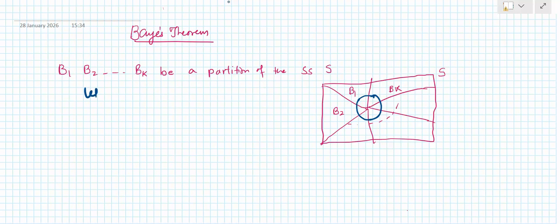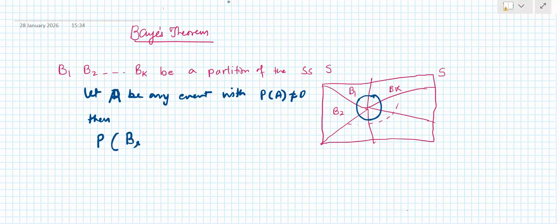Now let D be an event, or we can call it just A. A be any event with probability of A not equal to 0. Then what if I am interested in calculation of the probability of BR given A? I can write it as probability of BR intersection A divided by probability of A. This is from the definition of conditional probability.